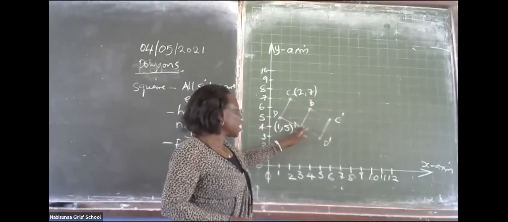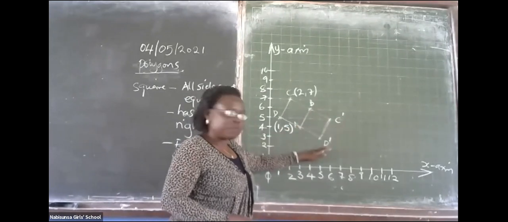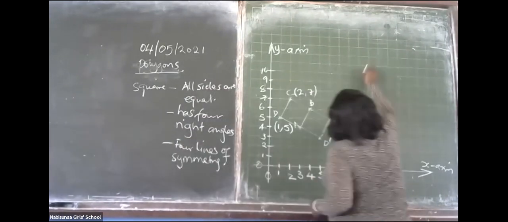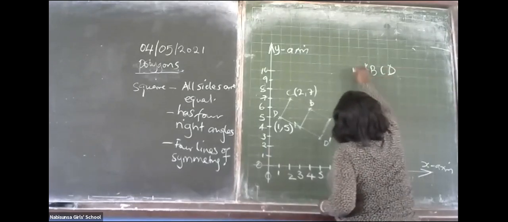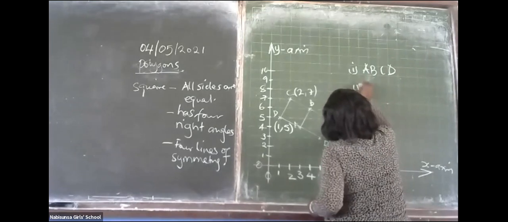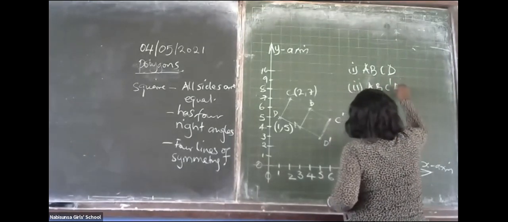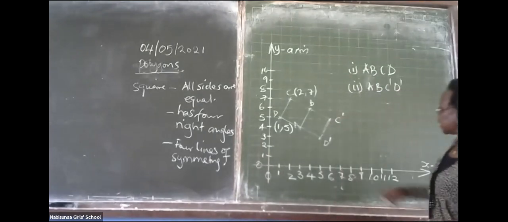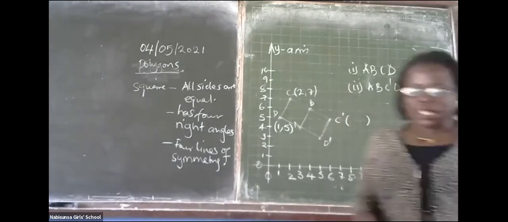What other square can we form? We have A, B, C, D. That is one possibility. The second possibility is A, B, C prime, D prime. And we can state the coordinates of C prime and D prime. What are the coordinates of C prime?